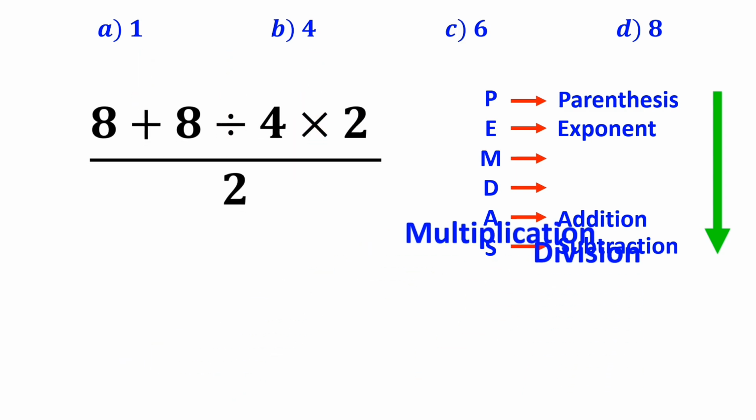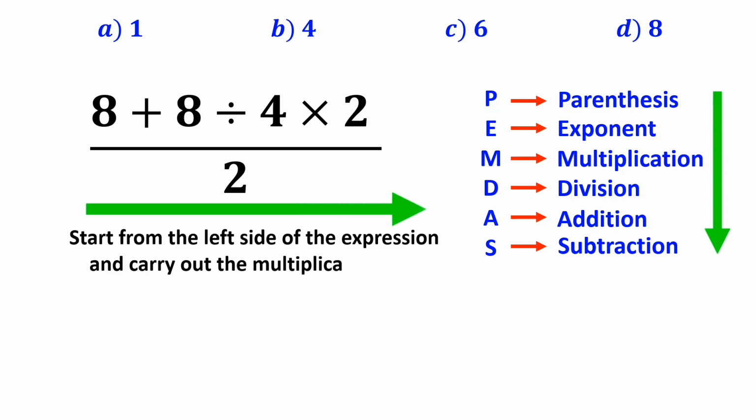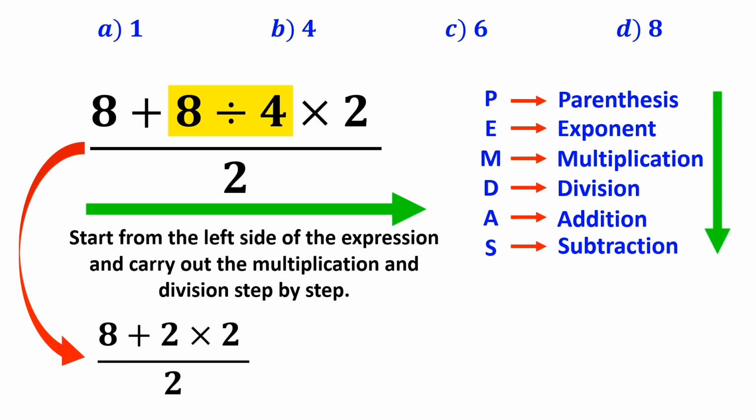In this case, the best thing to do is start from the left side of the expression and carry out the multiplication and division step by step. So, first we go for the division between 8 and 4, and we can write the whole expression as 8 plus 2 times 2 over 2.